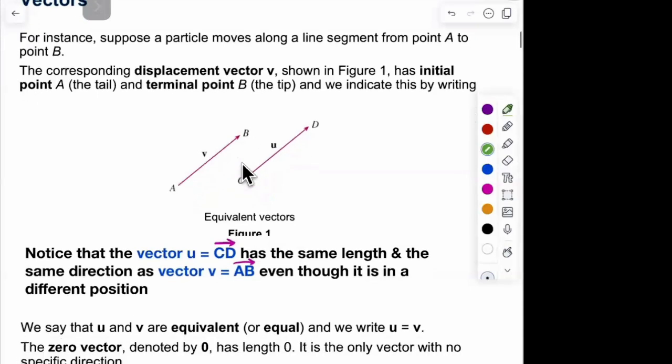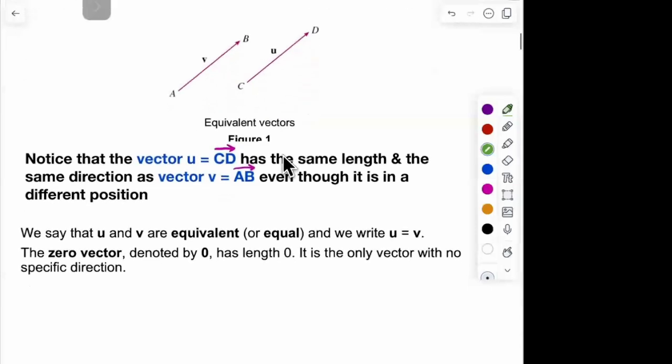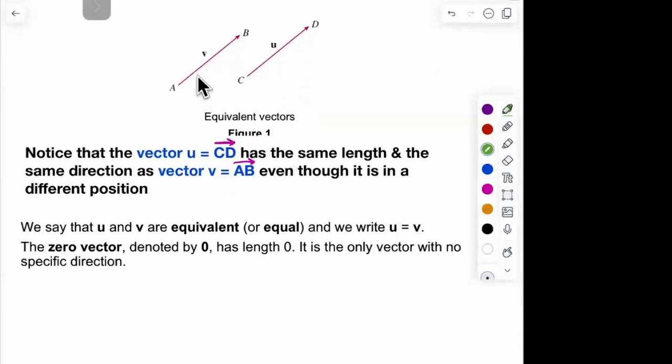Now notice that over here we have two vectors, u and v. The u here goes from C to D. Compare these two vectors: they have the same length and the same direction. Even though the positions are different, we call them equivalent. So the two vectors here are equivalent. When I first encountered this, I had a hard time thinking about it: they're at different places, so how do you call them equivalent?